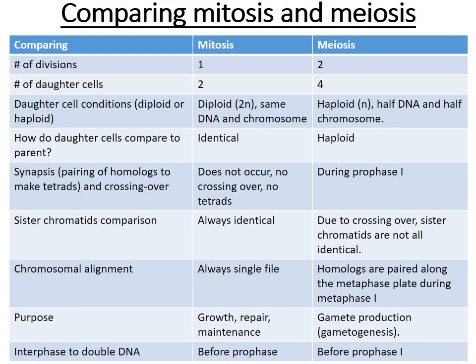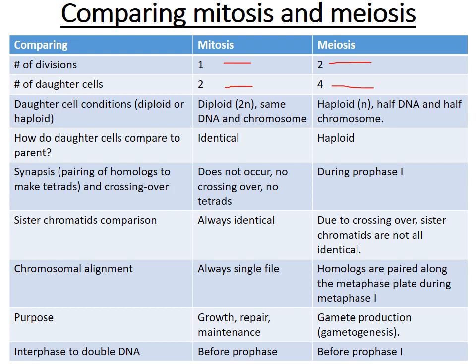Here we can see a summary table that goes over the major differences between mitosis and meiosis. This is not exhaustive. There's more that you can find out there, and it's always good to do some reading, look at textbooks, and try to analyze some more of those differences. But just a few basic differences: the number of divisions. In mitosis there's 1, in meiosis there's 2. Number of daughter cells: 2 for mitosis, 4 for meiosis.